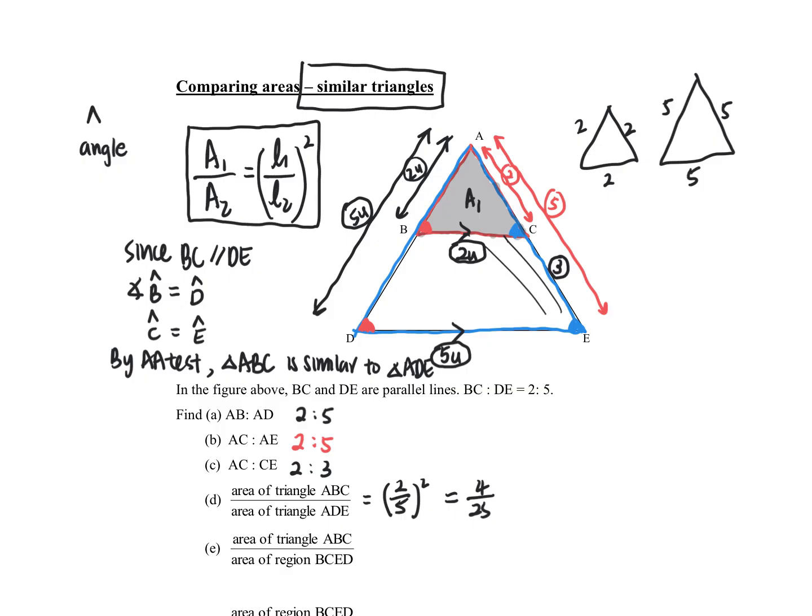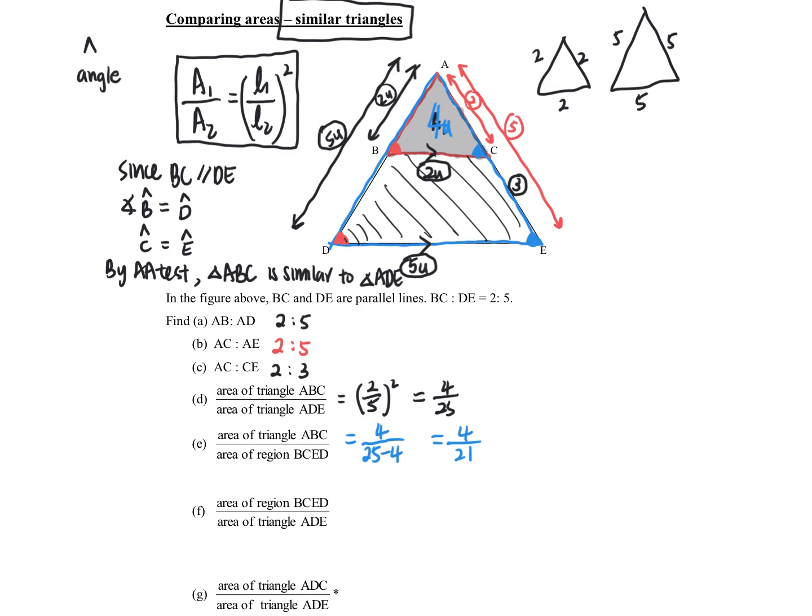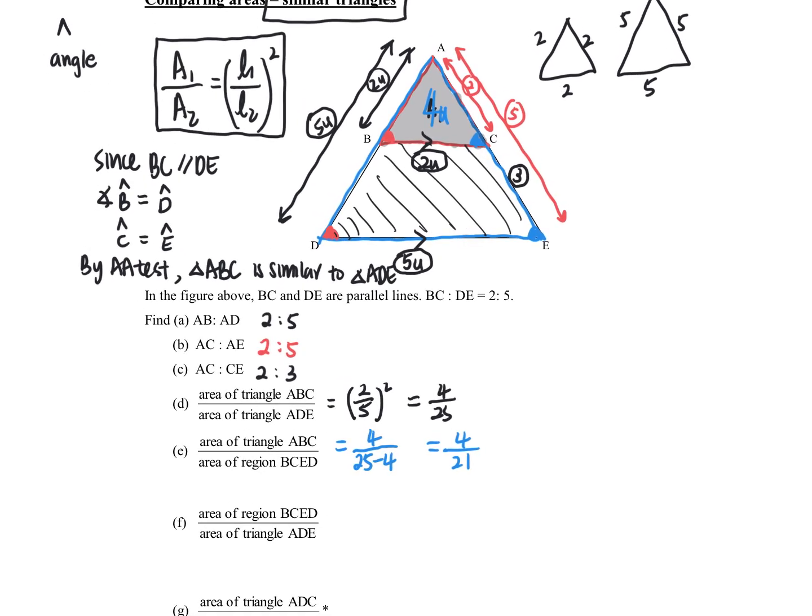Okay, next one is ABC and BCDE. That means I want this trapezium here. Remember just now I said this one is 4 units, and the whole thing is 25. So the top is 4, and the bottom is 25 minus 4. So it's 4 out of 21. You just have to break it up into parts.